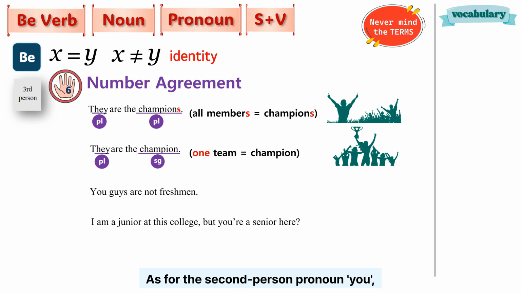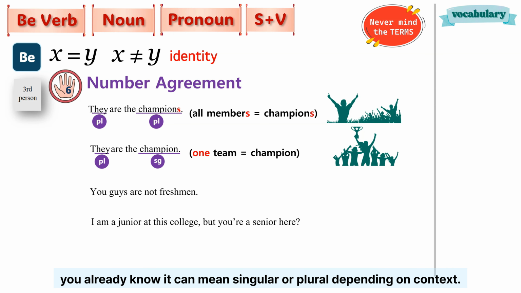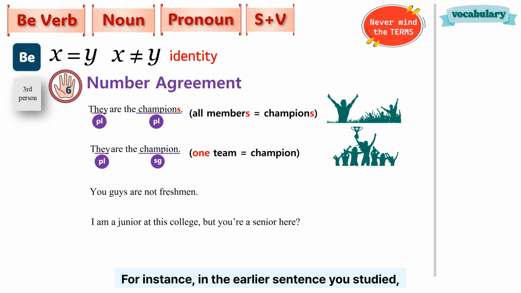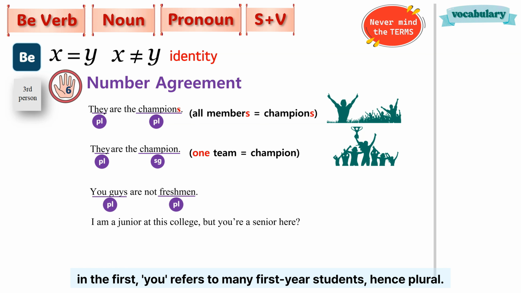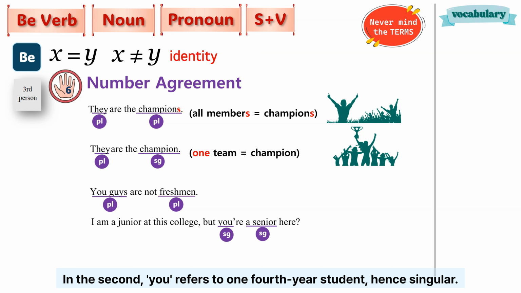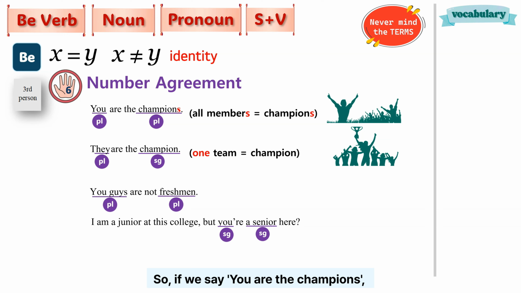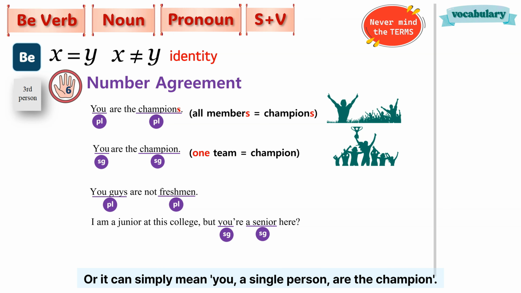As for the second person pronoun you, you already know it can mean singular or plural depending on context. For instance, in the earlier sentence you studied. In the first, you refers to many first-year students, hence plural. In the second, you refers to one fourth-year student, hence singular. So, if we say, you are the champions, it means all of you. Each one of you is a champion. But if we say, you are the champion, it means as a team, you are one champion. Or it can simply mean you, a single person, are the champion.